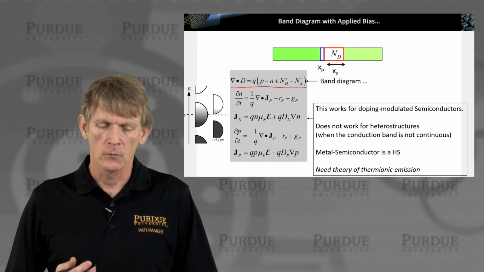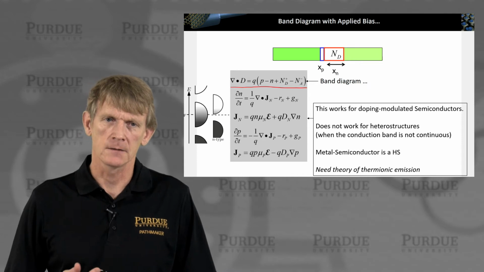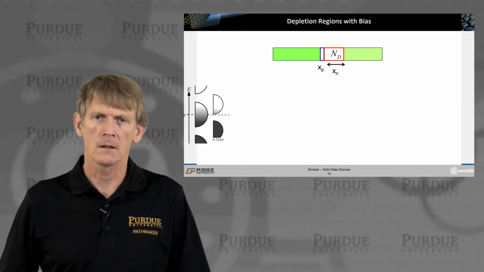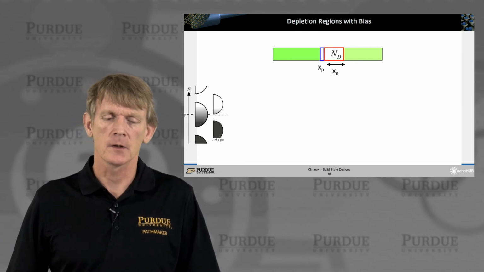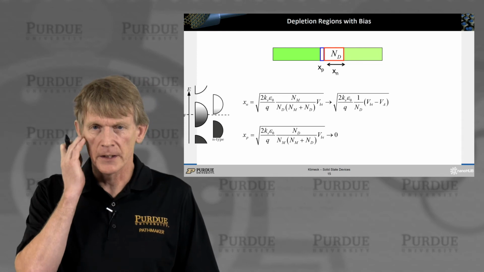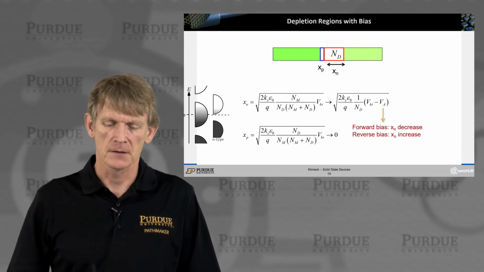So we'll treat it with a theory of thermionic emission, and I'll tell you more about this in the next few slides. All right, so let's start out again with our depletion region widths, and we have already derived the expressions for the length of these depletion regions.